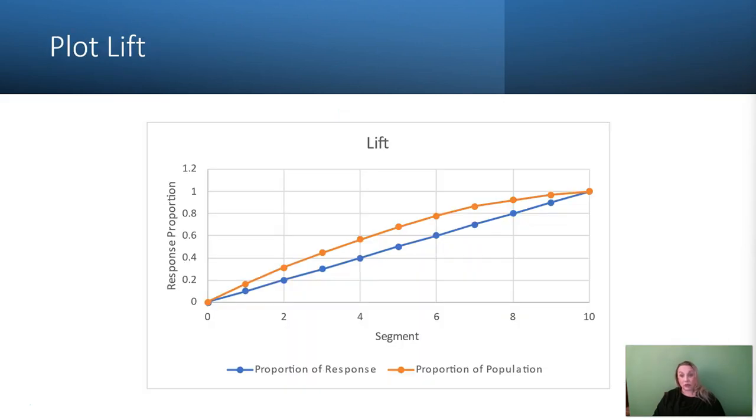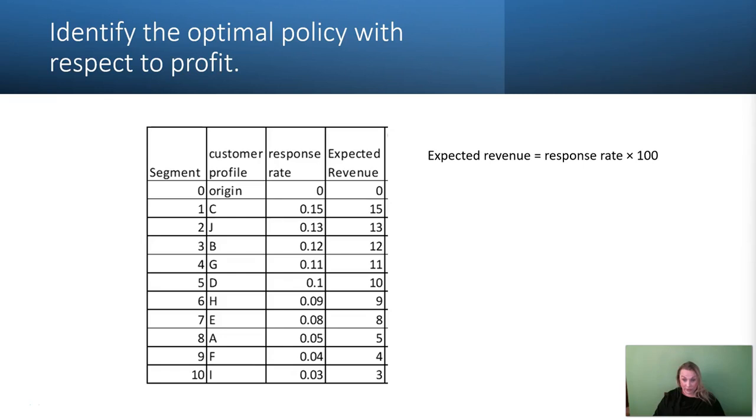And so then if we were to graph this and plot the cumulative response proportion, we see that we have that greatest difference between our two lines, probably at segment 6, and it starts to drop off at segment 7. So the next thing that it wants us to do is to calculate our profit policy.